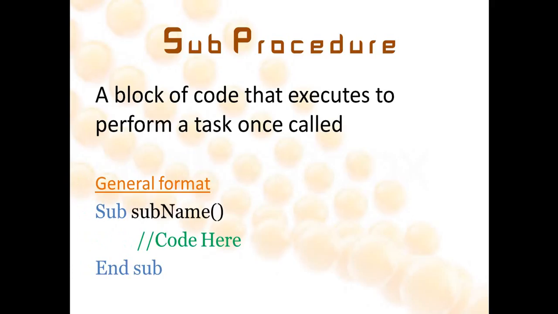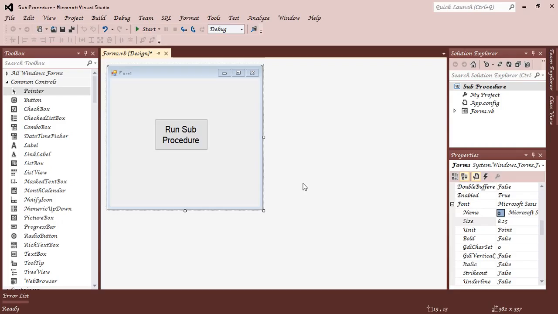Below is the general format. You start with the keyword Sub, then you give it a name, then you open and close the brackets, then you write the code you want to execute, and then you write End Sub. So let's check out a demo.